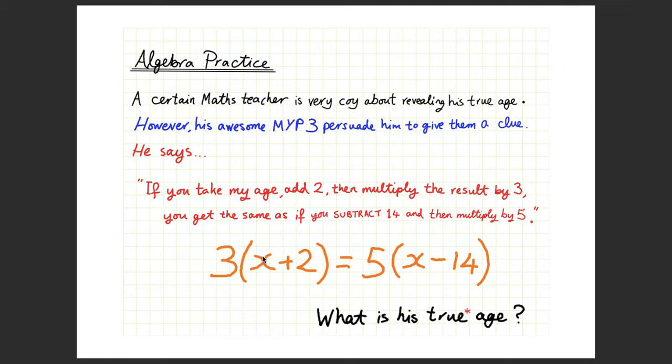So if you take his age, add 2, x plus 2, multiply the result by 3, so all of that in brackets times 3, you get the same as if you subtract 14, so x minus 14, and multiply by 5, so all of that times 5. 3 brackets x plus 2 equals 5, brackets x minus 14 is equal to his true age.